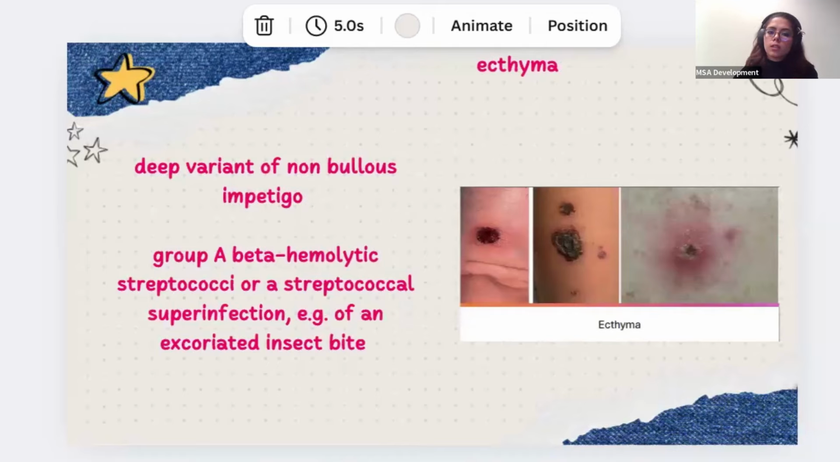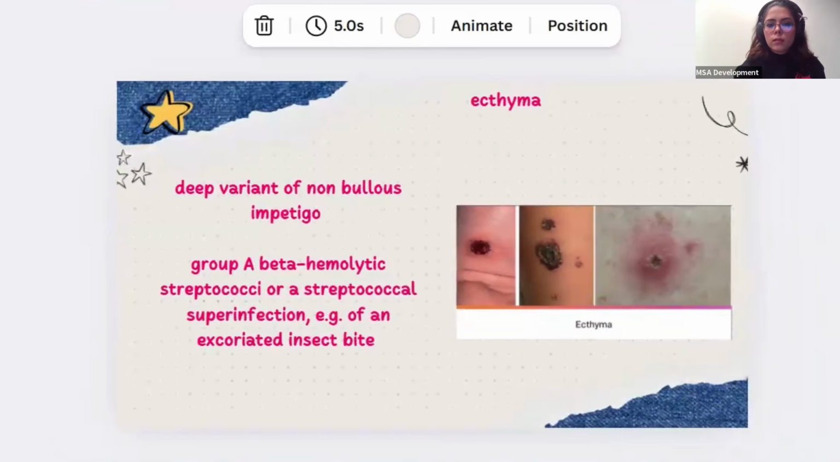Ecthyma, okay, it's a deep variant of non-bullous impetigo. Again, group A beta-hemolytic streptococci, or a superinfection of streptococcus, and it's usually because of an insect bite. Okay, why is this weird?